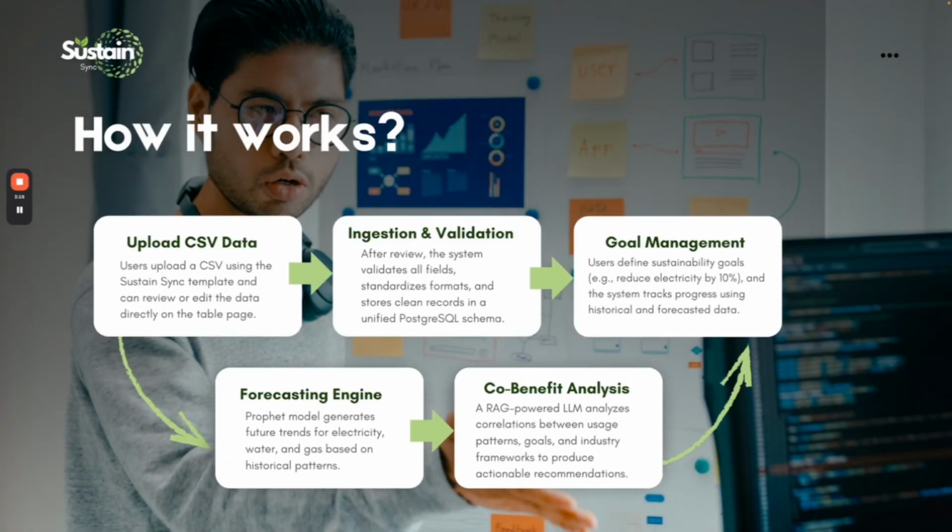So how this works is you upload a CSV with all of your power, water, and gas bill data, and we have a standardized template that you can use. We ingest that data into our Postgres database, and then you create goals. Let's say we wanted to reduce electricity by 10%, and we can track that progress, both historical and forecasted with our forecasting engine.